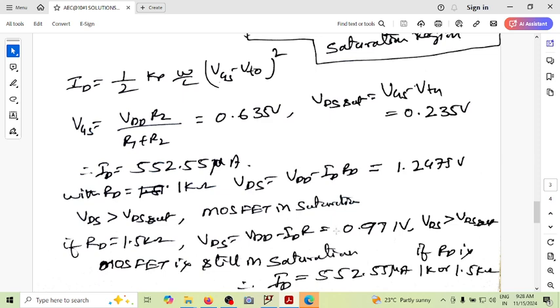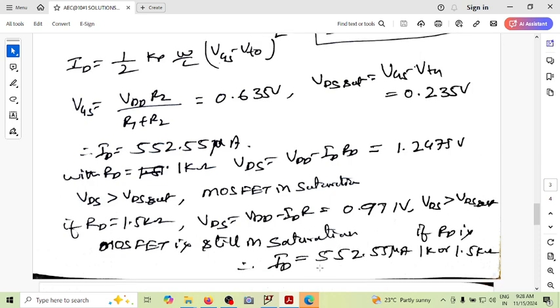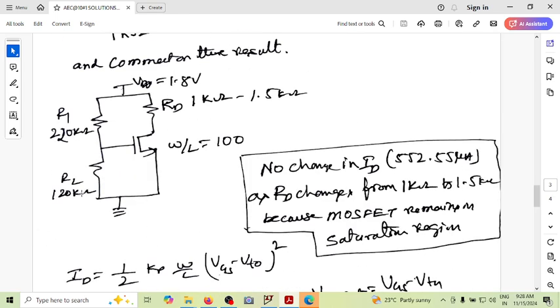You can see now VDS comes out to be 0.971, which is still certainly more than VDS sat. So the MOSFET is still in saturation. So even if the value of RD is either 1K or 1.5K, the current remains 552 microampere. As long as the MOSFET remains in the saturation region, this value of RD will not change the current.